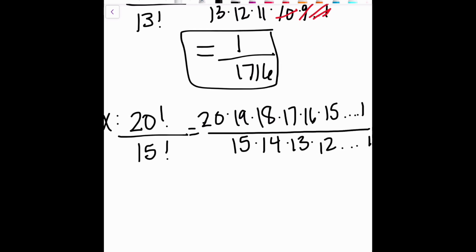And similar to the question above it, I have factors of 15 all the way down to 1 in both my numerator and my denominator. So in this case, this simplifies to 20 times 19 times 18 times 17 times 16, which gives me 1,860,480.